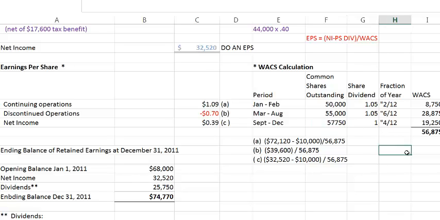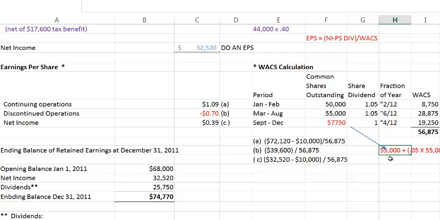So this number here, I'm going to get by taking the 55,000 shares that I had at August the 31st, and I issued an additional 5% on that 55,000. So an additional 5% on 55,000 is going to give me this number. So this 57,750 is based on the 55,000 I had on August the 31st. On September the 1st, I went ahead and issued a 5% share dividend on those 55,000.